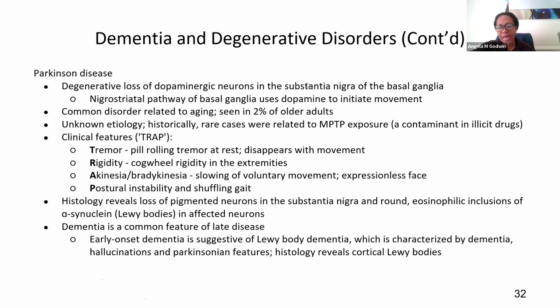I want to make sure you take that away from this lecture, because people tend to think of them as simultaneous, and they're not. Early onset dementia is usually suggestive of Lewy body dementia, so not so much related to Parkinson's. Later on, a person with Parkinson's can develop dementia, and usually it does progress to the point of dementia, but it does not start there. If a person is presenting with dementia, hallucinations, and those Parkinsonian-like TRAP features, the thought is that they probably have Lewy body dementia instead of Parkinson's.